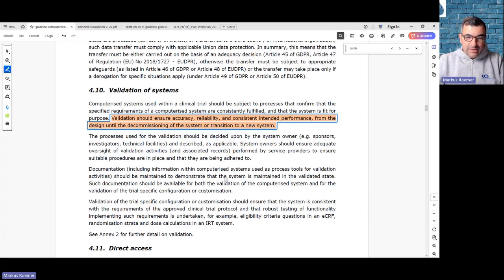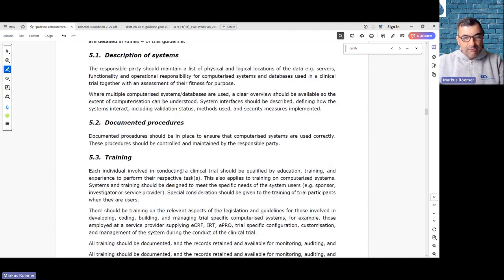Validation should ensure accuracy, reliability, and consistent intended performance from the design until the decommissioning of the system or transition to a new system. So they do not stop thinking, oh, the study has ended and now everything is fine, even decommissioning. The authors here, I must say, my impression is they have a very good understanding of the GCP processes and the computerized systems. So pretty cool. I really like this document.